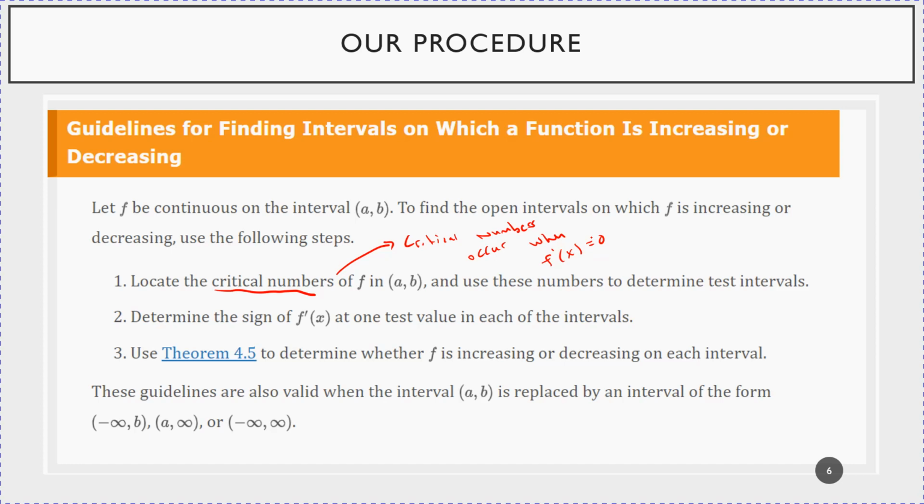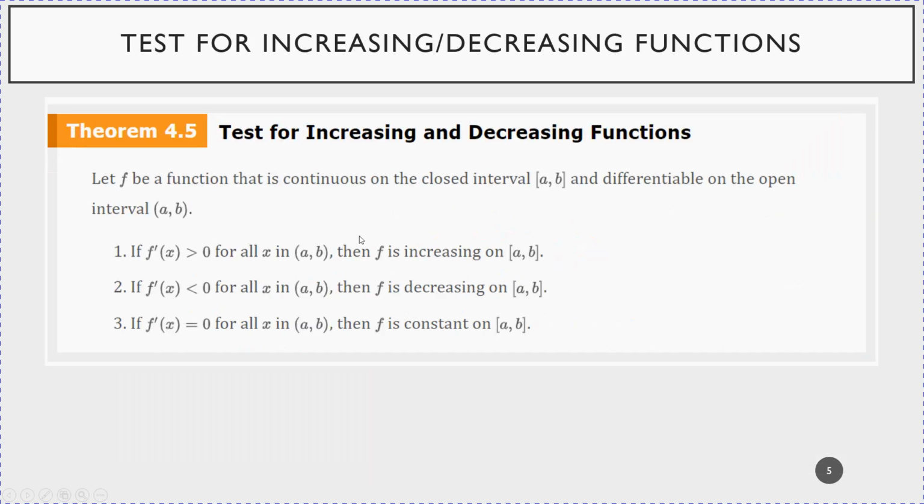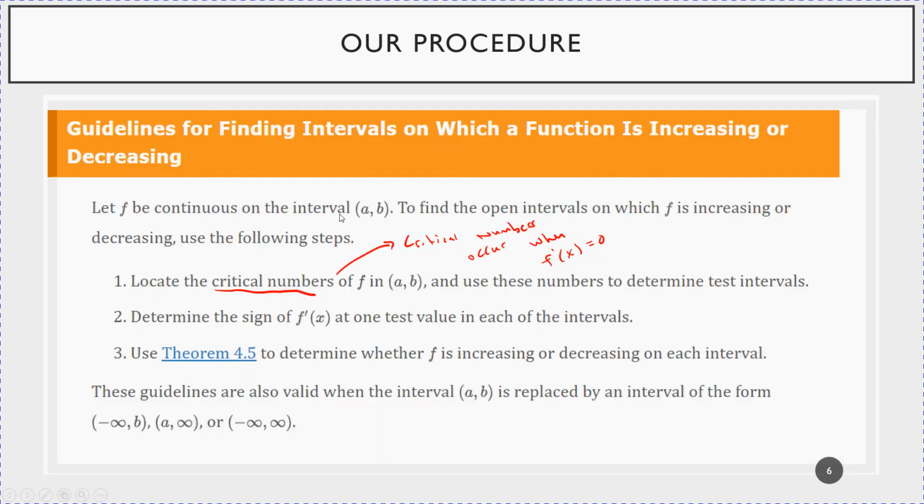Then we're going to use these numbers to determine test intervals. What you're going to see me do is look at the domain of the function, and then carve up the domain of the function into intervals that are separated by these critical numbers. That'll make sense when we get to it in a second. Next, we're going to determine the sign of f prime of x at one test value in each interval, okay? And then you're going to use this theorem here, theorem 4.5, to determine whether f is increasing or decreasing on the intervals.